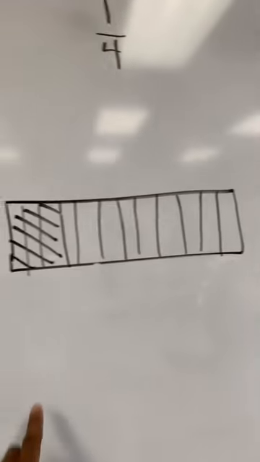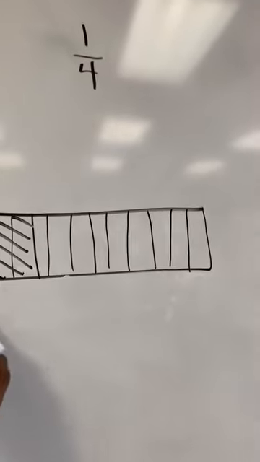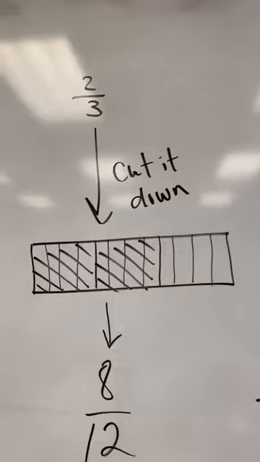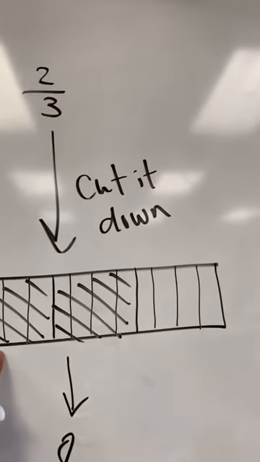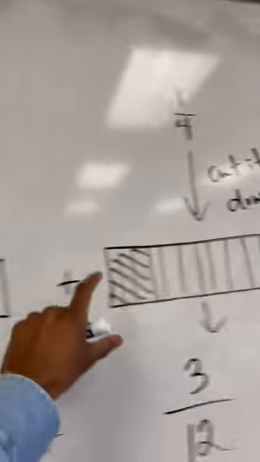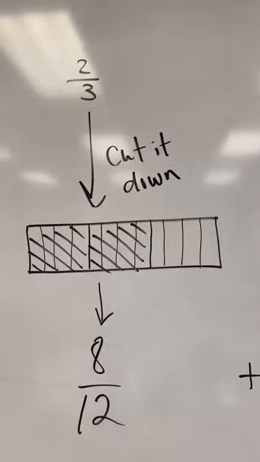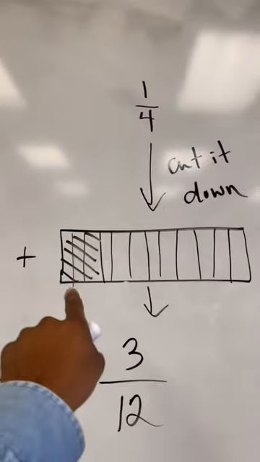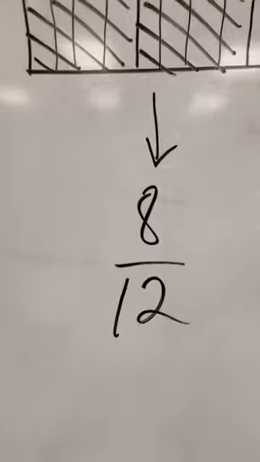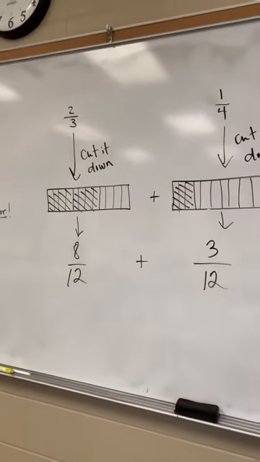I have 12 slices. How many are shaded in? 3 out of 12. Since every piece is the same size now, every piece represents 1 out of 12, just like this small piece represents 1 out of 12. Now I can add the numbers up. I have 8 of them over here, and I have 3 of them over there. And we all know that 8 plus 3 is 11. That's the same 11 out of 12 that I got earlier.